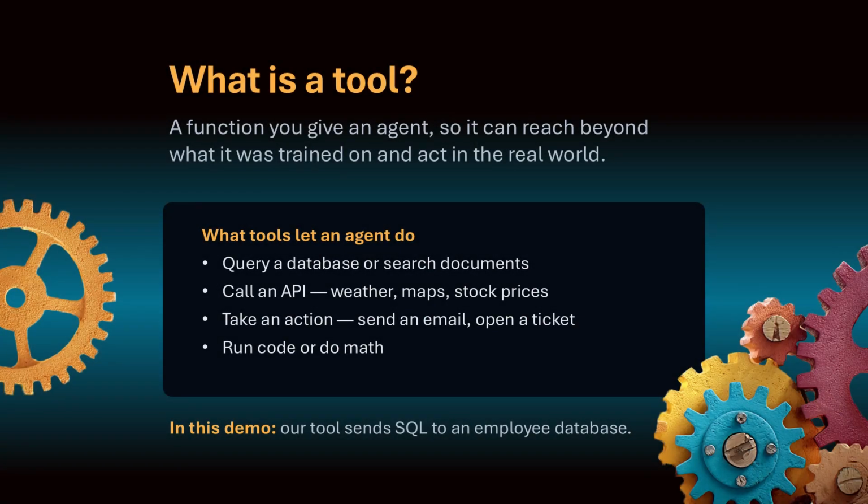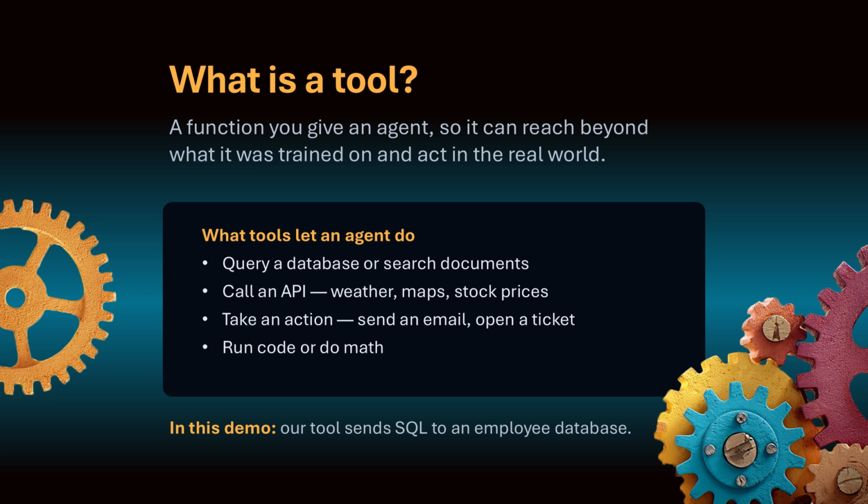A model on its own only knows what it was trained on. It can't see your database. It can't hit a live API. It can't take an action in the real world. A tool fixes that. It's just a function you give an agent. And the agent decides when to call it. That opens up a lot.